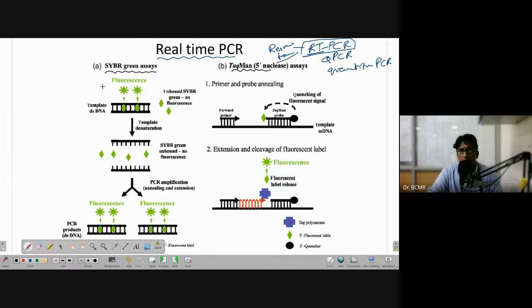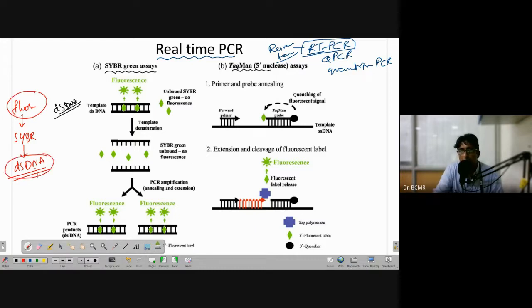So CyberGreen is a compound that will bind to double-stranded DNA only. It does not bind to single-stranded DNA or nucleotides. So when it binds, it can give fluorescence, and the amount of fluorescence is equal to the amount of CyberGreen, and the fluorescing CyberGreen would be proportional to the double-stranded DNA. And after each round, we can keep looking at the fluorescence and be able to estimate the amount of double-stranded DNA. So the unbound one does not give any fluorescence. Only the bound CyberGreen will give fluorescence.